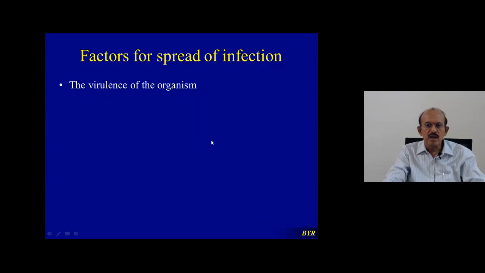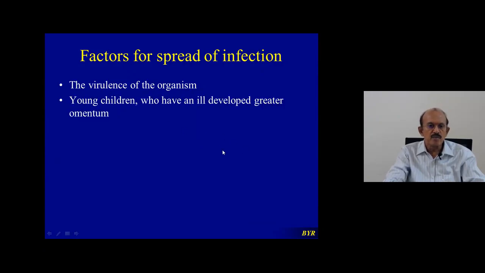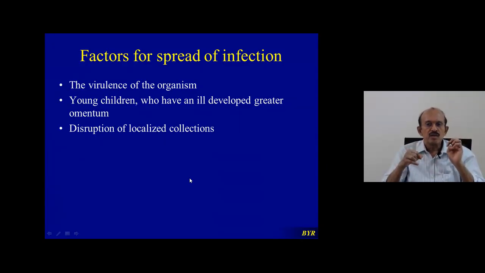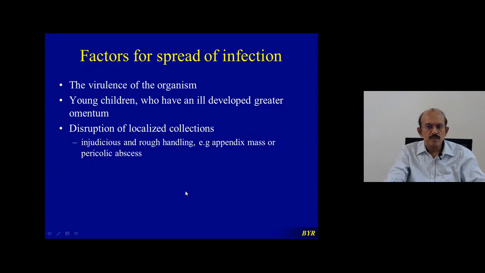The second factor for spread of infection is the virulence of the organism. Third factor is young children who have an ill-developed greater omentum. Then fourth factor is disruption of localized collections. If an appendicular mass is formed, and you dare to do surgery and separate all those adhesions, the pus will spill into the surrounding peritoneal cavity and can cause spread of the infection. So injudicious and rough handling, for example appendicular mass or pericolic abscess.